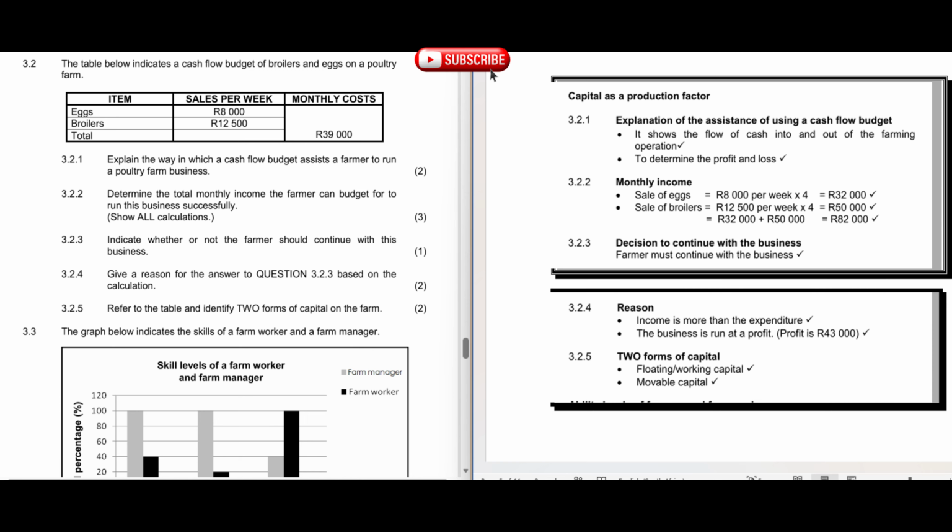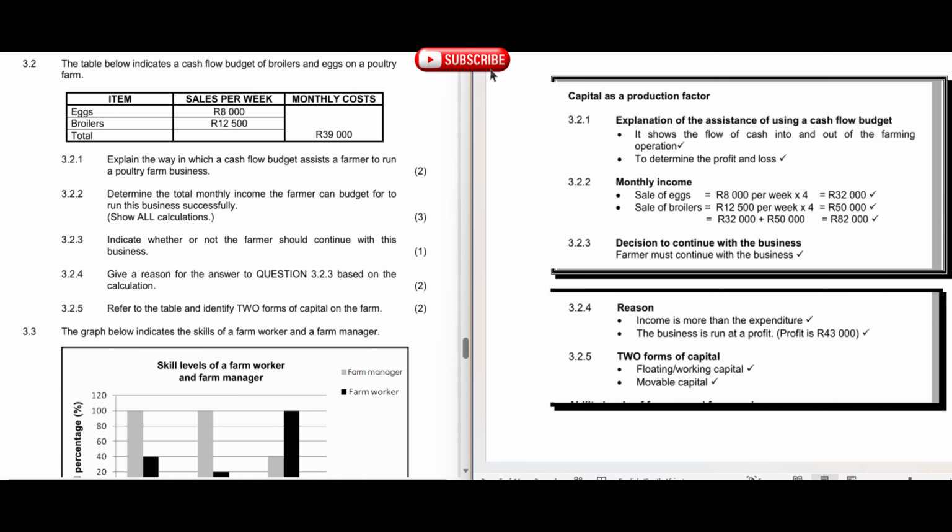The sale of eggs is 8,000 rands per week, and a month is made up of 4 weeks. To determine the monthly sales income, we will say 8,000 times 4. The monthly income from egg sales is 32,000 rands. The sale of broilers is 12,500 rands per week, and a month is made up of 4 weeks. To determine the monthly sales income, we multiply 12,500 by 4. The monthly income for the sale of broilers is 50,000 rands.